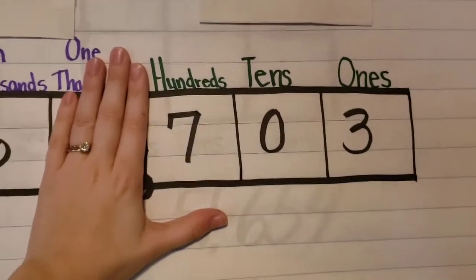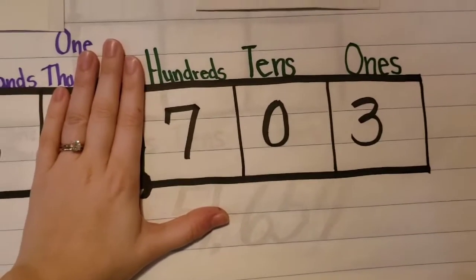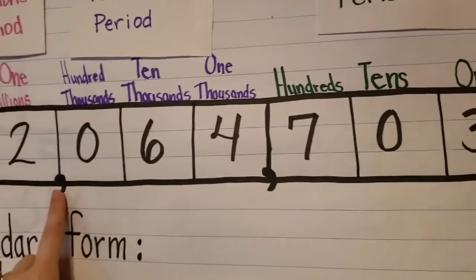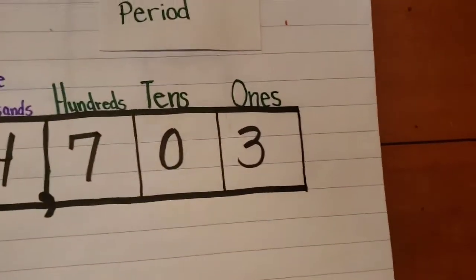And the last part, in the ones period, I'm just going to look at that number in the ones period and pretend it's the only number there. And when I look at it, I see the number 703. So that's my number that's in the ones period. So now I just have to put that all together. So I have 2,064,703.